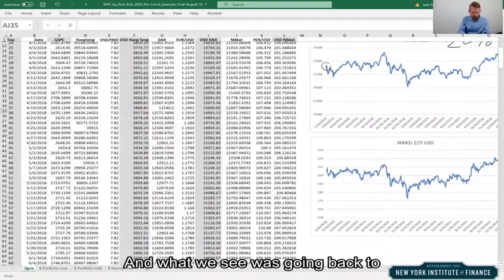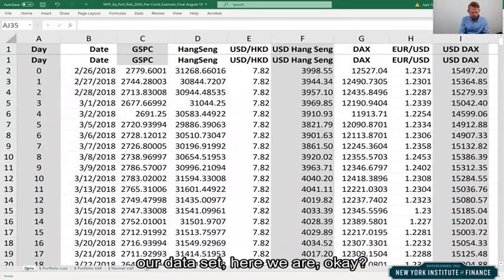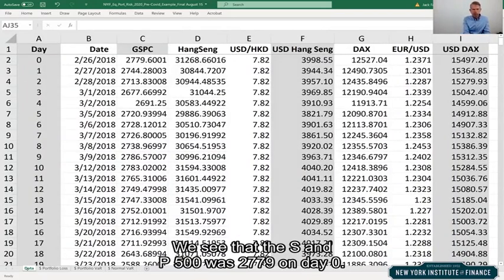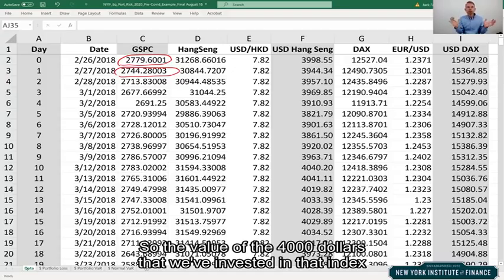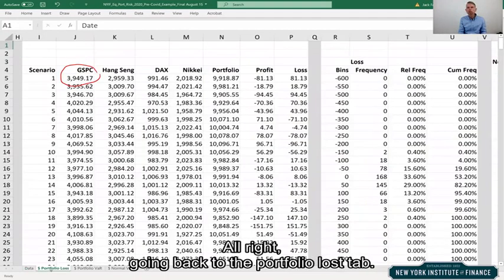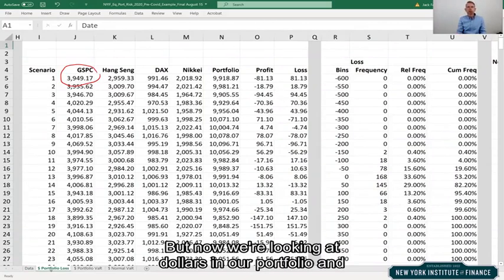And what we see, just going back to our data set, here we are. Okay, and that's what we see. We see that the S&P 500 was 27.79 on day 0, and then it was 27.44. Okay, so the index has gone down, so the value of the $4,000 that we've invested in that index also is going to go down in our portfolio. All right, going back to the portfolio loss tab. So that's what we see. We see a loss based on that decline in the index, but now we're looking at dollars in our portfolio.